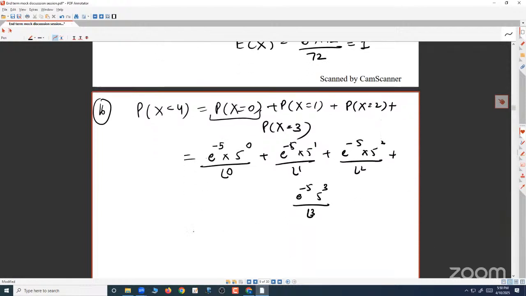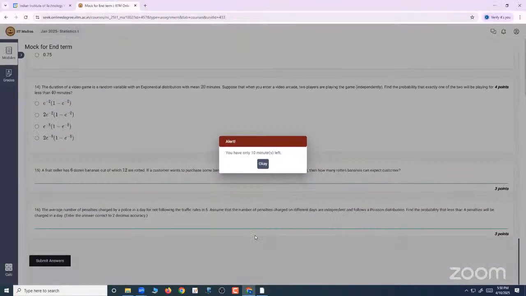If you solve all this, you will get 0.27 as the probability. Is the question clear? Yes, ma'am. Everyone? Yes.